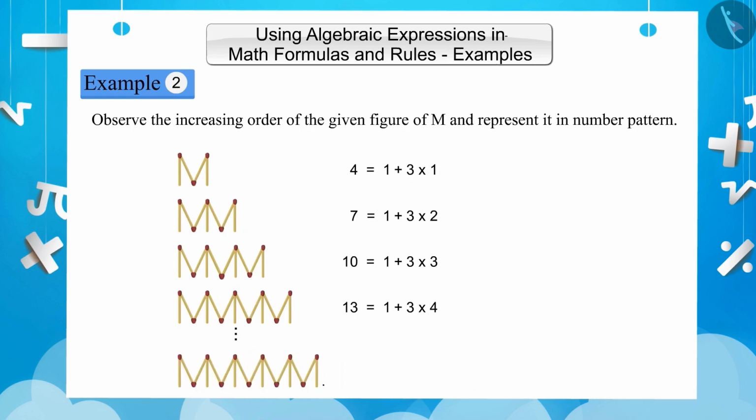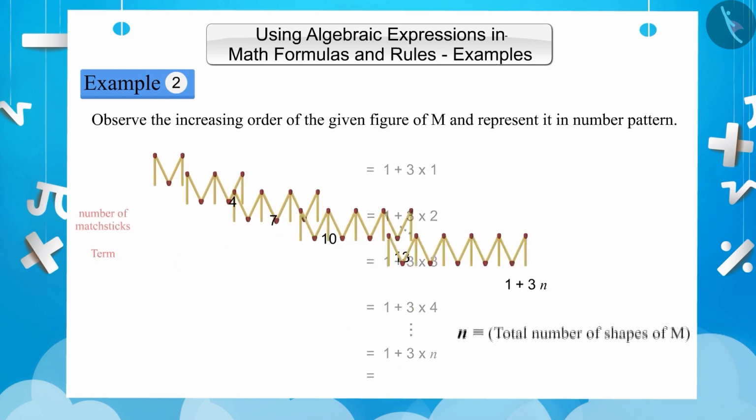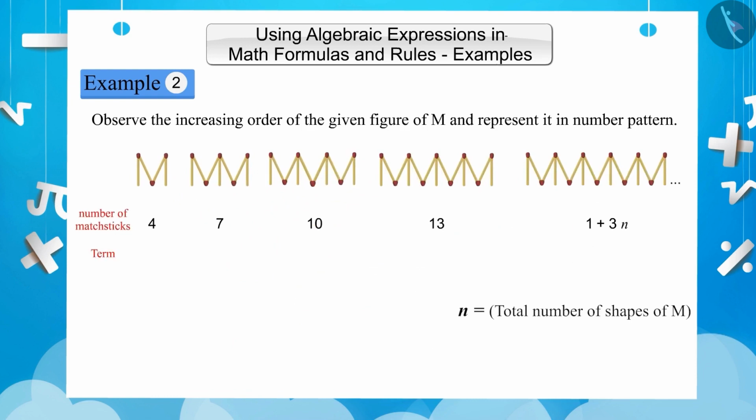A similar expression for the shape of M would be 1 plus 3 multiplied by n, which is 1 plus 3n. Here, n represents the total number of shapes of M. With the help of this expression, we can find the total number of matchsticks required to make n shapes of M. The number pattern of this M shape will be 4, 7, 10, 13 and 1 plus 3n.